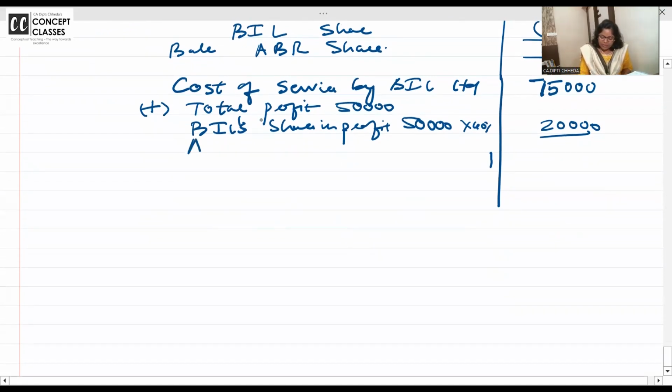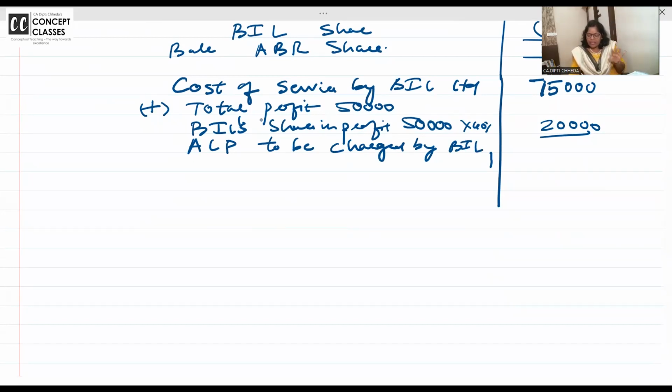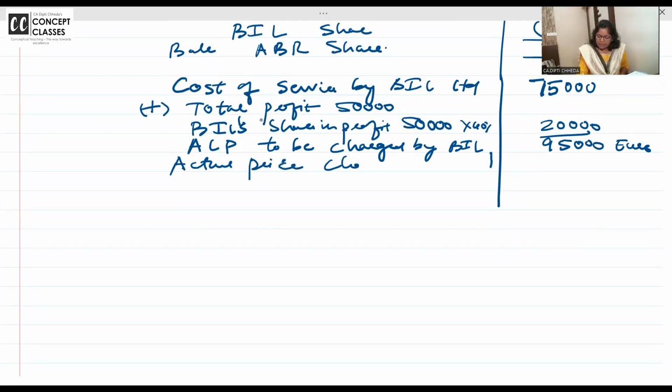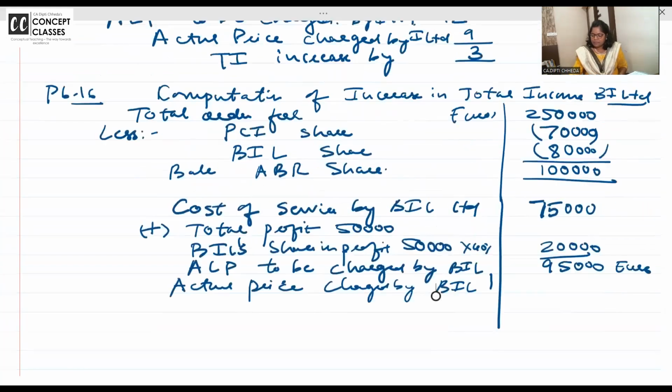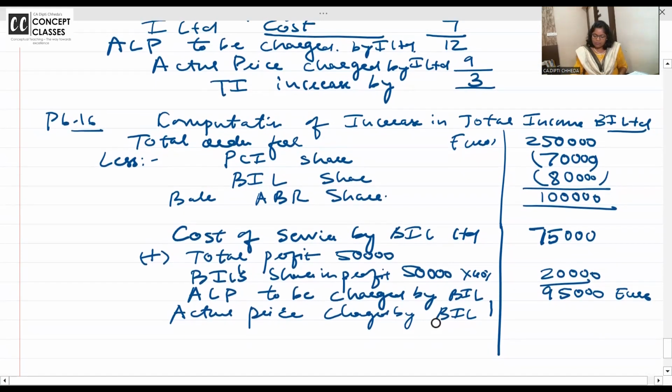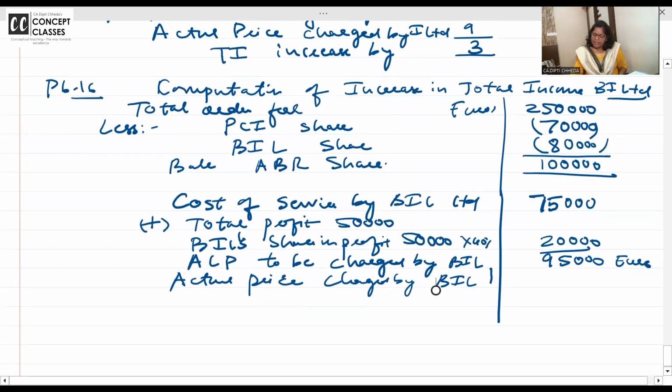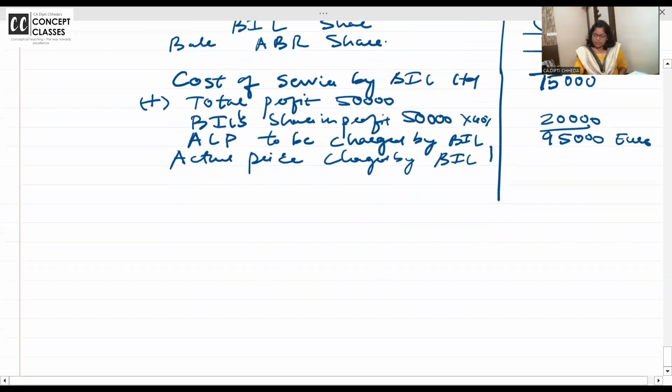Yes. So what is the arm's length price to be charged by BIL? BIL's cost is 75. Share of the profit is 25. So we should have charged 95,000 euros. Actual price charged by BIL. How much we have charged actually? देखो, BIL ने कितना चार्ज किया है? ये रहा 80,000.